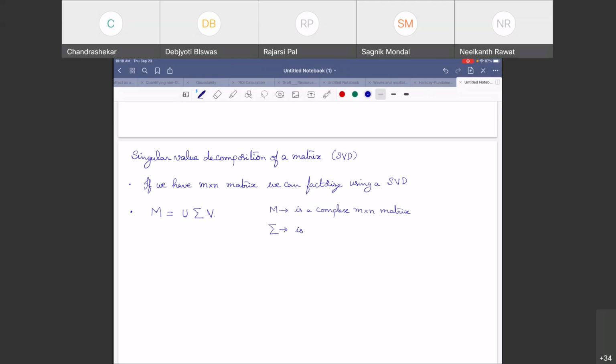Let's look at what U is. U is an m by m unitary matrix. Sigma is an m cross n matrix.